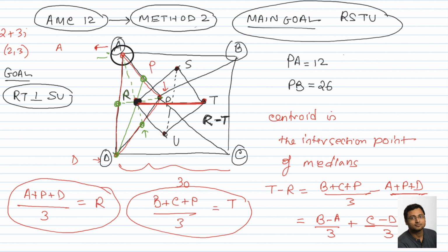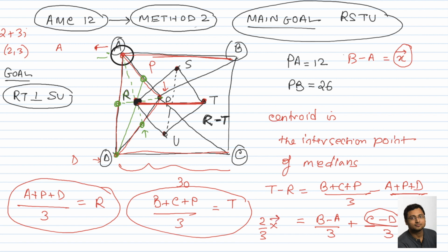Okay, so notice one thing, that BA and DC are parallel straight lines with exactly the same length. So B minus A and C minus D will be exactly the same vector. Whatever the value of B minus A is, let's call it X. So this X vector, C minus D will also be the X vector. So this has simply become 2 by 3 of the X vector.